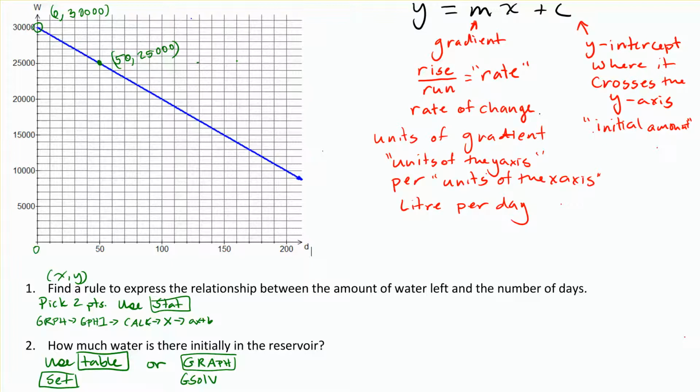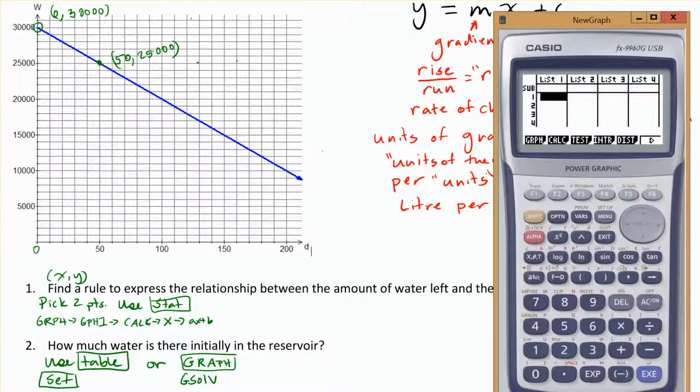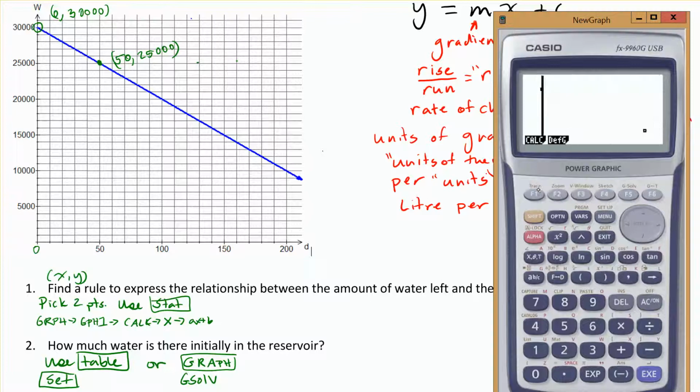And let's put those into our calculator. So we're going to go to Stat. And you enter in your points, make sure they go in as pairs. So 0 and its y value of 30,000, they go opposite each other. Then you'll have 50 and 25,000. Next thing we'll do is graph 1. See, those are my 2 points. It is decreasing, kind of looks like the graph that I have.